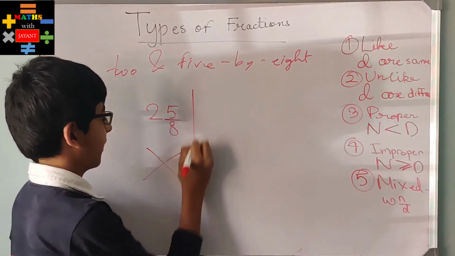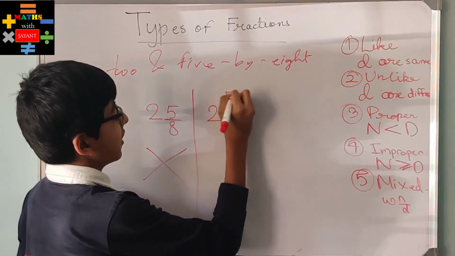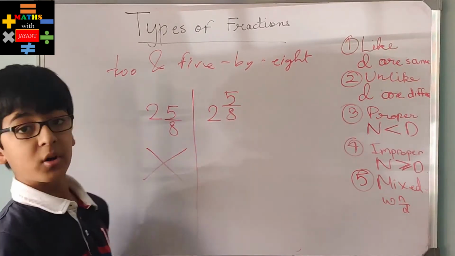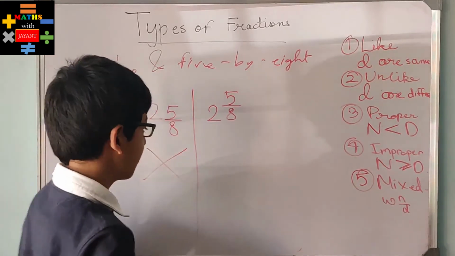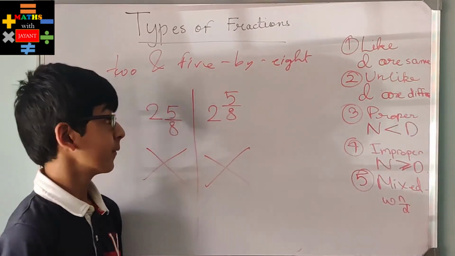Okay, so let us try writing it one more time. 2 and 5 by 8. Now over here 2 is fully at the bottom. So this looks a bit like 5 by 28. It should not even be fully at the bottom. Even this is not allowed.